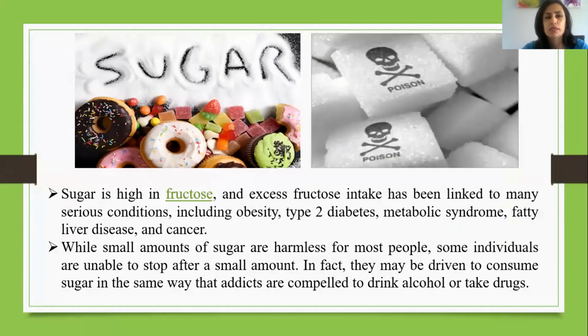So let's dig a little bit deeper and see what the toxins are. The first toxin in our food system is basically added sugar. Sugar and high fructose corn syrup are often referred to as empty calories. However, the harmful effect of sugar goes way beyond that. Sugar is high in fructose, and excess fructose intake has been linked to many serious health conditions, including obesity, type 2 diabetes, metabolic syndrome, and fatty liver disease. It is also linked to breast and colon cancer. This may be due to its effect on blood sugar and insulin levels, which can basically drive tumor growth.